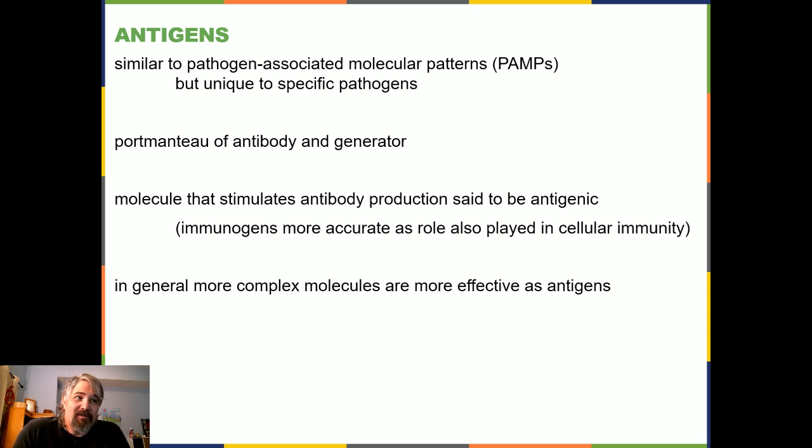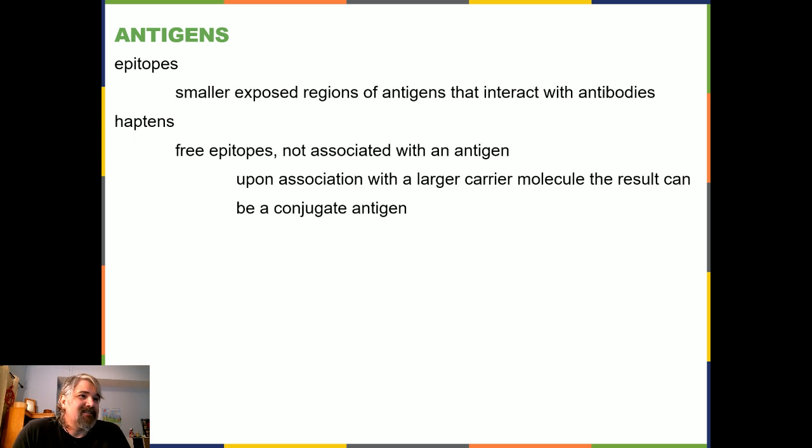And it is a molecule that stimulates antibody production and is said to be antigenic. So an antigen is antigenic. In general, the more complex the molecule, the more effective it is as an antigen. Obviously, specificity is really high with a really complex molecule, because you don't want cross-reactivity, ideally.